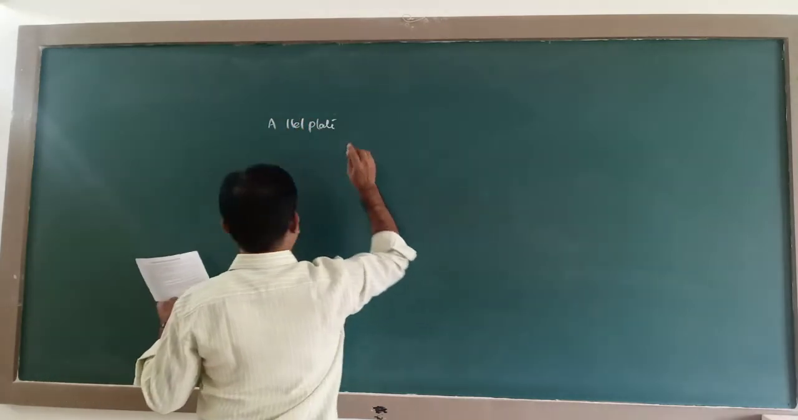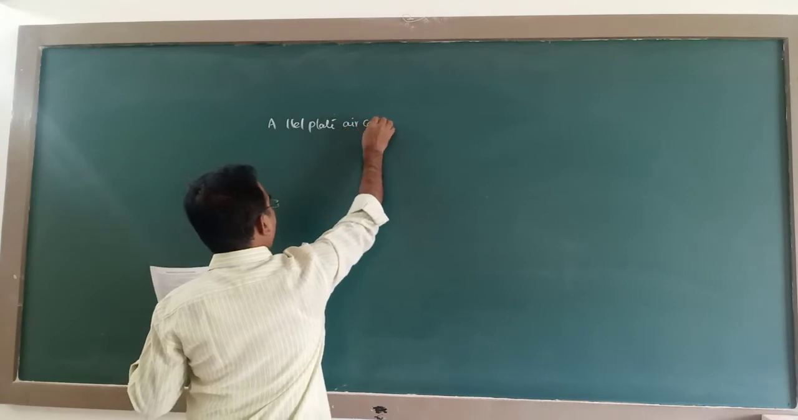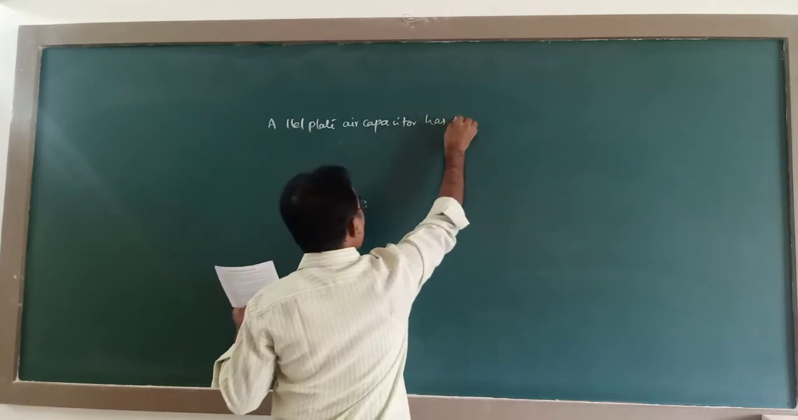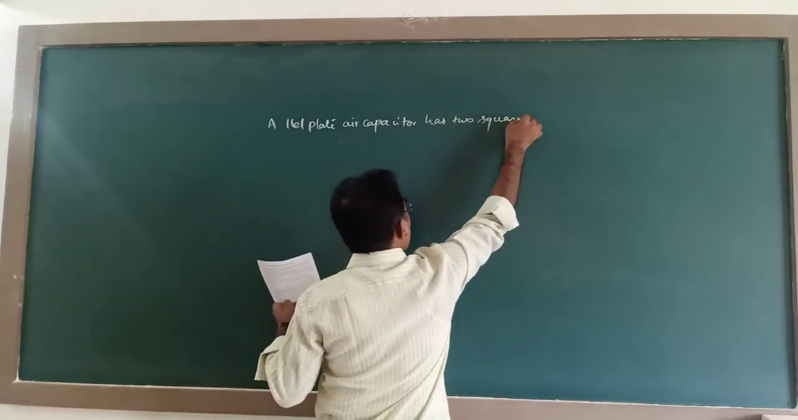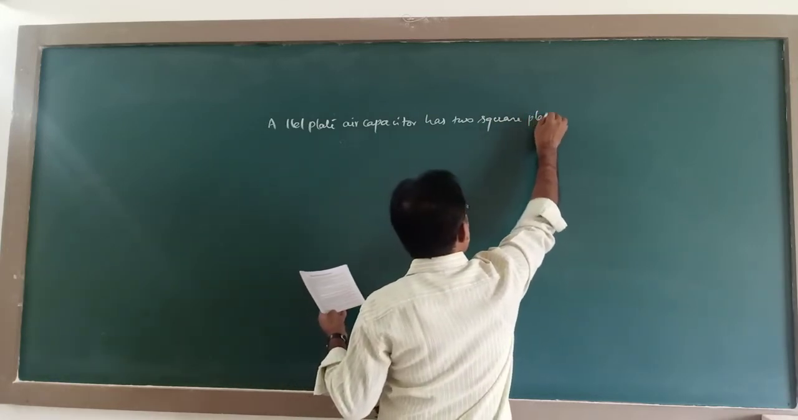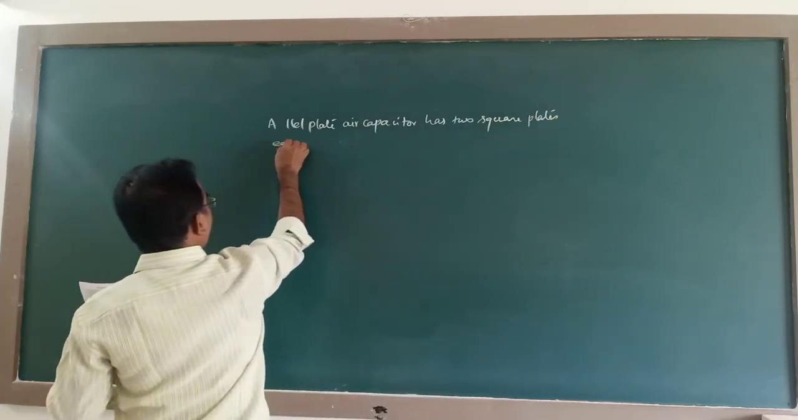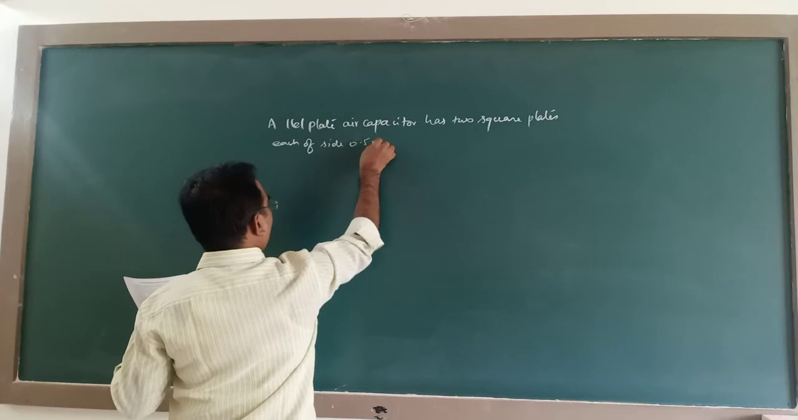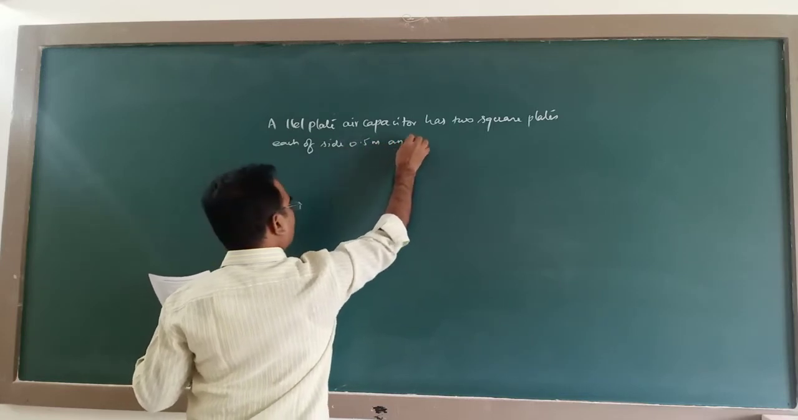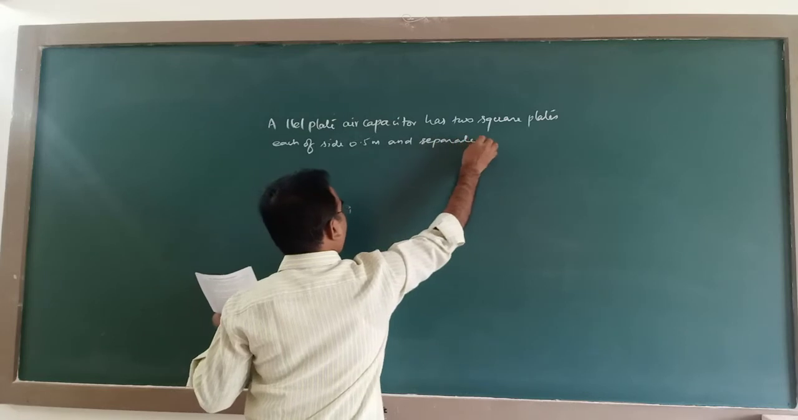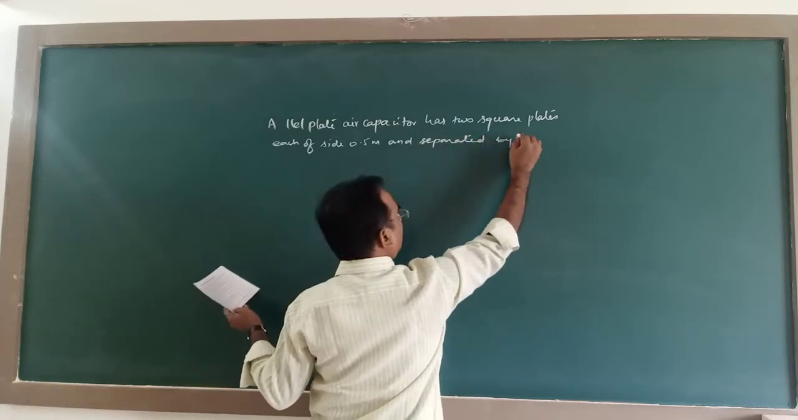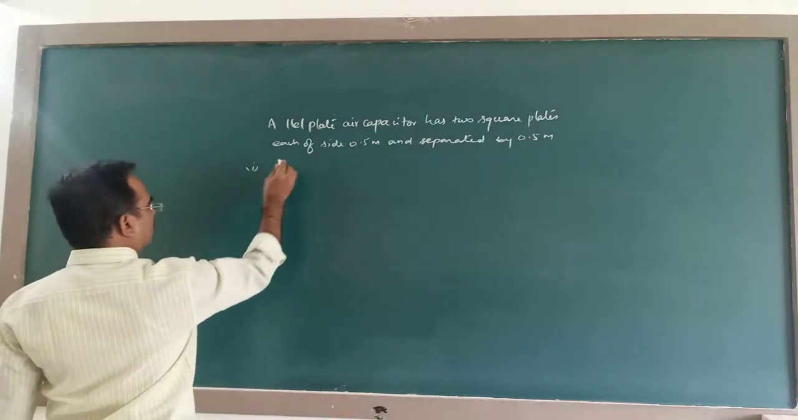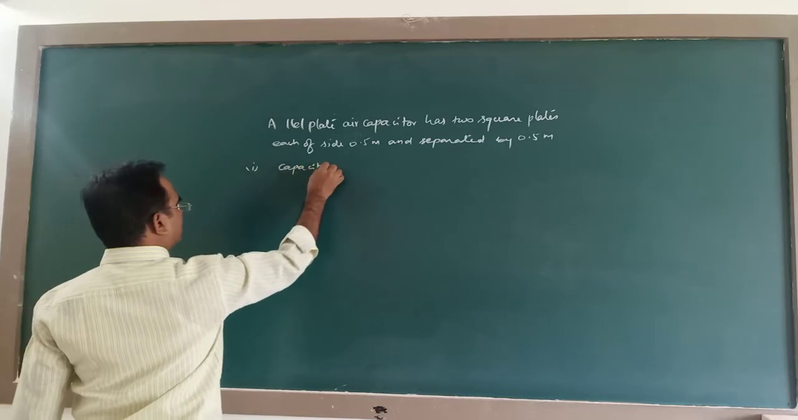So here it is given that a parallel plate air capacitor has two square plates, each of side 0.5 meter and separated by 0.5 mm. So this is the given statement. First you are asked to calculate the capacitance.